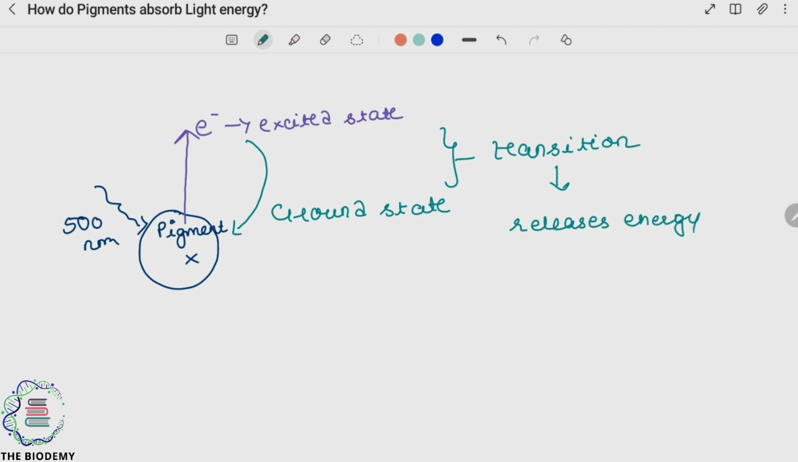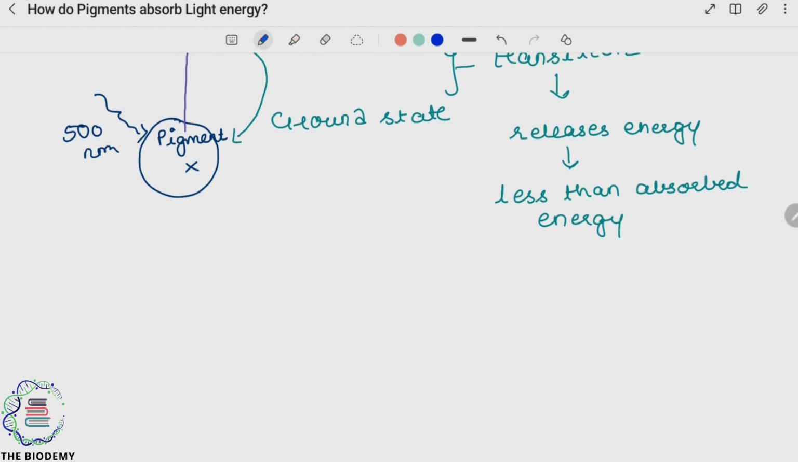Why will this transition release energy? And the energy which is released is going to be less than the absorbed energy. And why will the energy be less than absorbed energy? Because some amount of energy is used in excitation, some amount of energy is used during resonance transfer. So whatever energy will be released is going to be less than the absorbed. Now this released energy can be lost as heat, or it can be lost as light, or it can give luminescence, or it can be transferred to some other pigment.